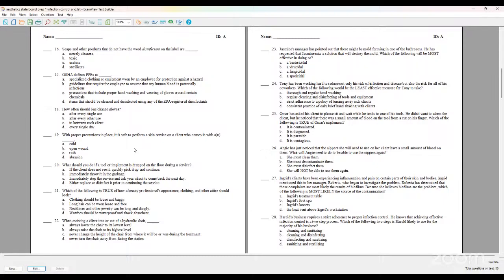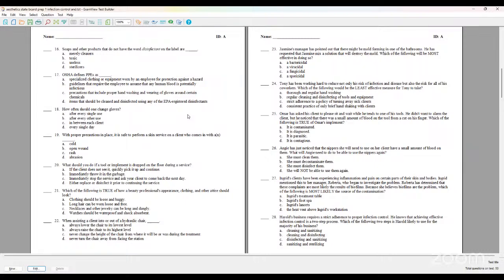Yeah. 20. Thank you, Amber. What should you do if a tool or implement is dropped on the floor during a service? What are we doing? Okay. D, either replace or disinfect it prior to continuing the service. Okay. Replace or disinfect. All right.